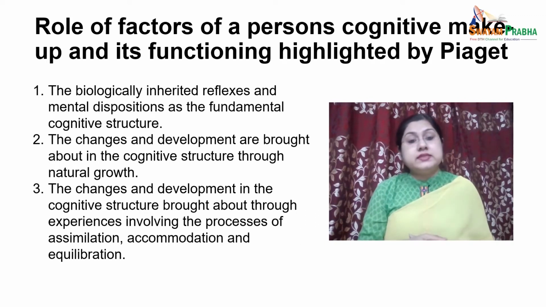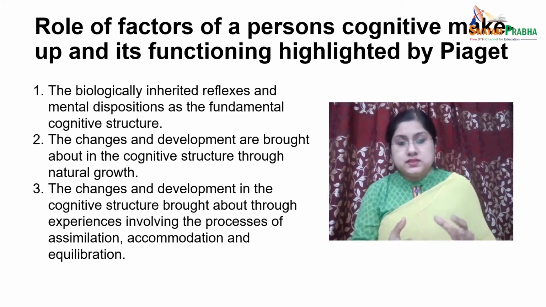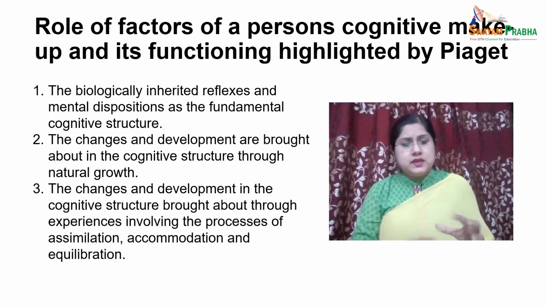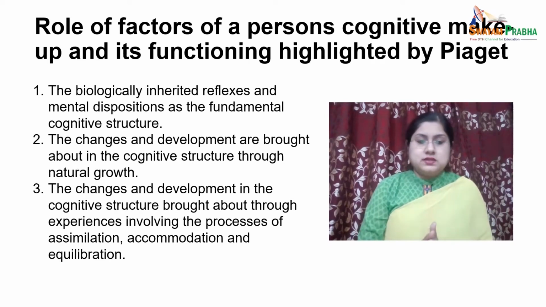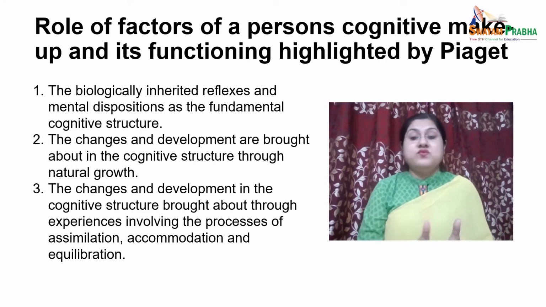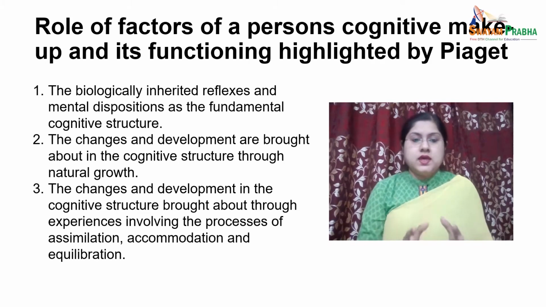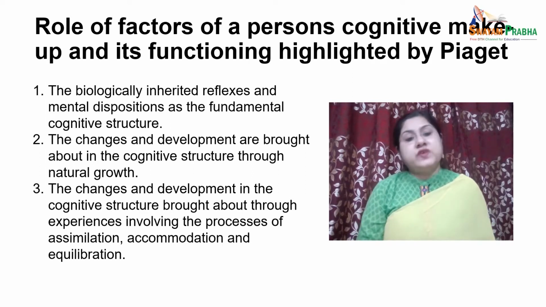Then he said that the changes and development in the cognitive structure are brought about through experiences. What exactly do the experiences mean? The interaction with the physical and social environment. In all those cognitive changes where some sort of change is involved, the cognitive structure is developing. All these changes brought about by the experiences involve the process of assimilation, accommodation, and equilibration. So these are a few of the highlights which were given by Piaget in explaining his theory of cognitive development.